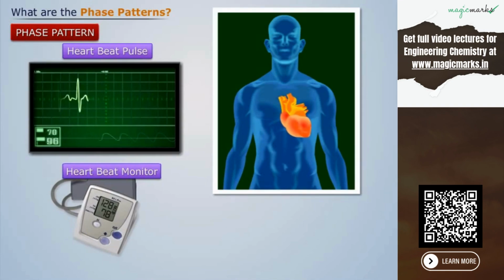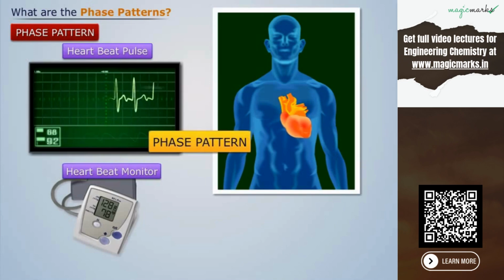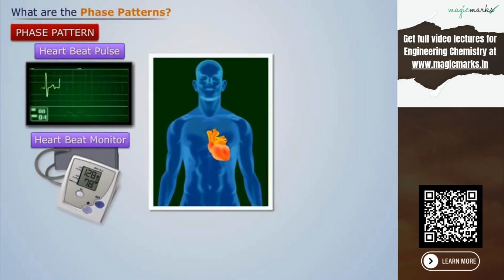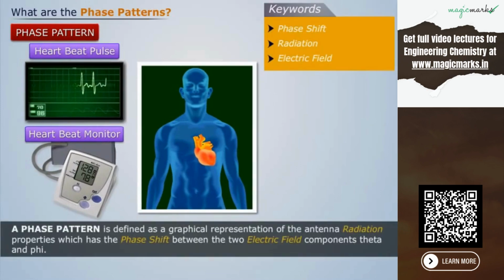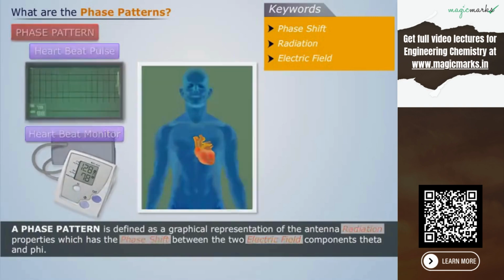So we can say that the overall wave of a particular person's heartbeat is the actual pattern in which the heart pumps. Similarly, the overall pattern that is made by considering an antenna is called a phase pattern. Thus, a phase pattern is defined as a graphical representation of the antenna radiation properties, which has the phase shift between the two electric field components, theta and phi.